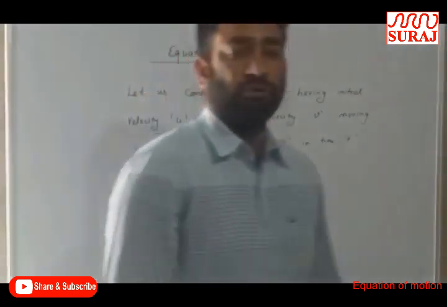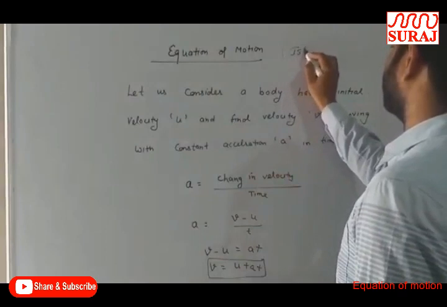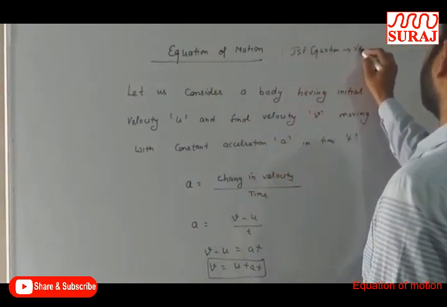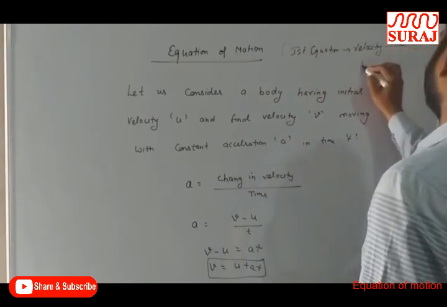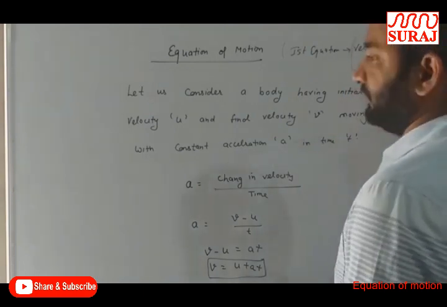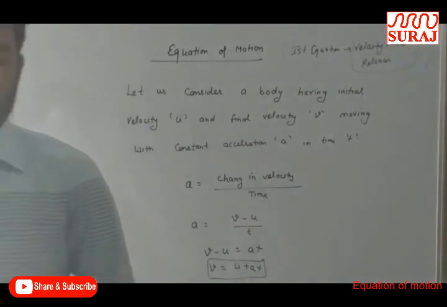v is equal to u plus at, and this equation is known as velocity time relation. This is the first equation of motion.